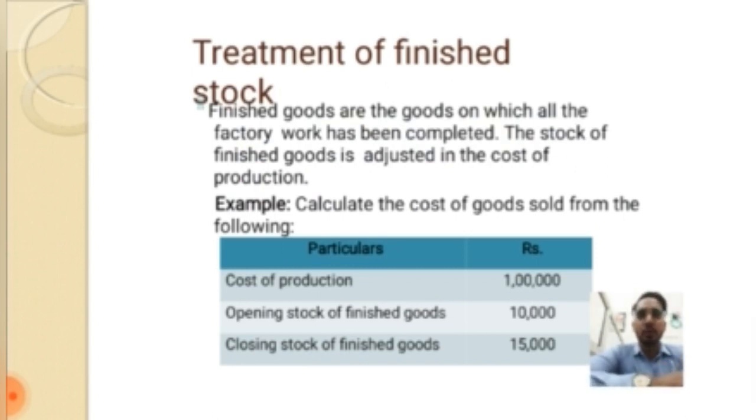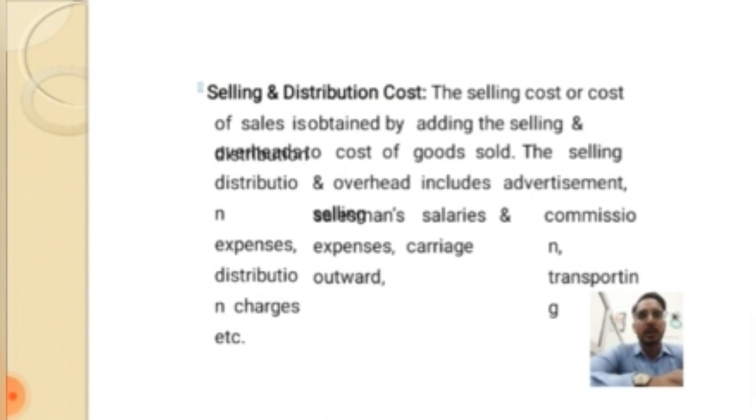Treatment of finished stock. Finished goods are the goods on which all factory work has been completed. The stock of finished goods is adjusted in the cost of production. Selling and distribution cost. The selling and distribution cost is obtained by adding selling and distribution overhead to the cost of goods sold.